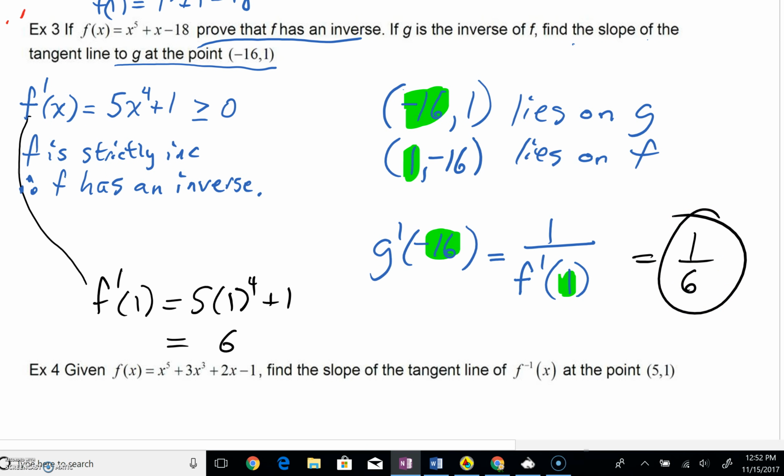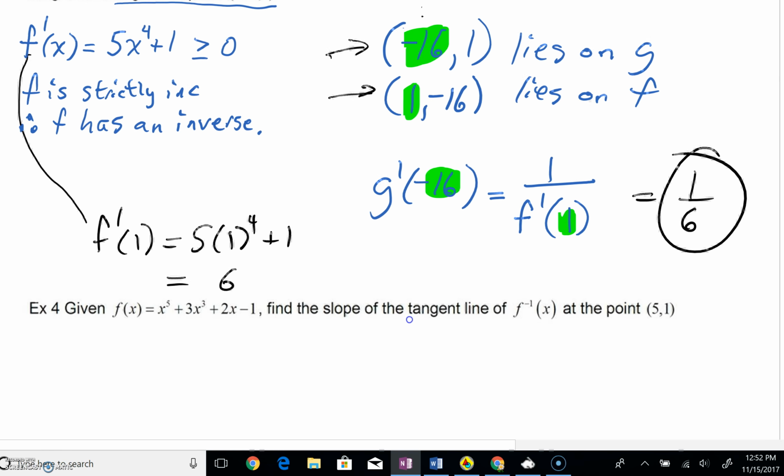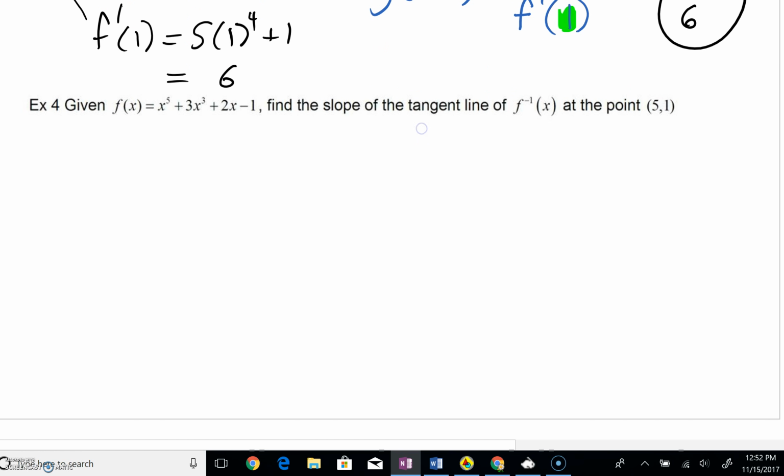We are done. You now have the derivative of that inverse function, and you're just taking the reciprocal of the original function's derivative. Of course, you're evaluating at 2 different points. So get into the habit of always labeling your points, and then you're going to be able to work out your problem pretty quickly. Let's take a look at example 4.